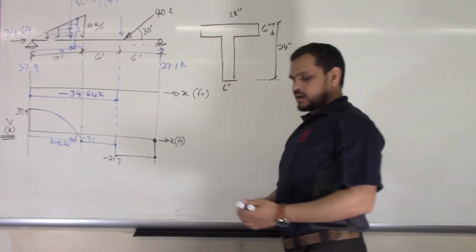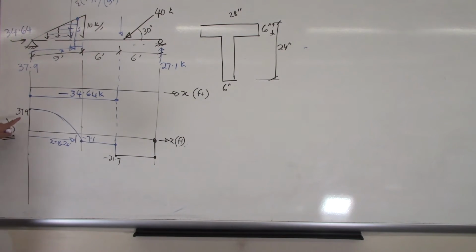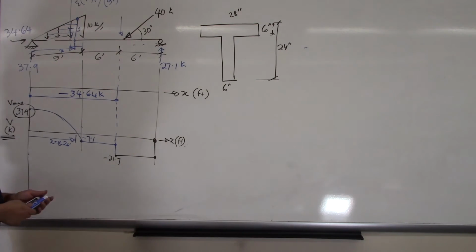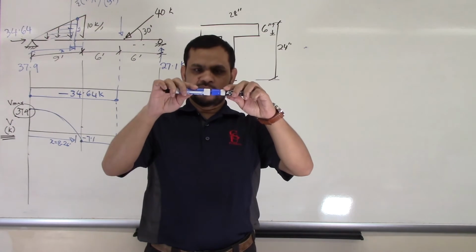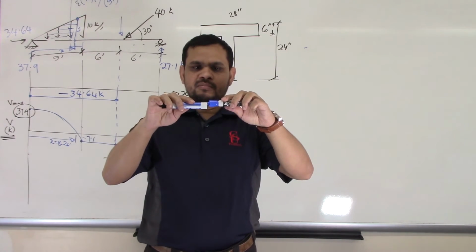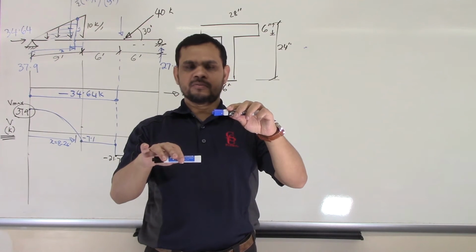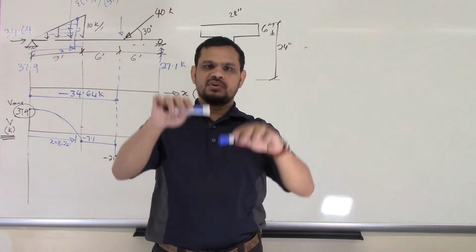Now we have to draw our moment diagram. And we found our maximum shear, Vmax, 37.21. For shear force, positive or negative doesn't matter. We should consider the maximum one. Now, why doesn't positive or negative matter? Positive shear force means this portion will go down. Negative shear force means this portion will go up. So up or down doesn't matter.